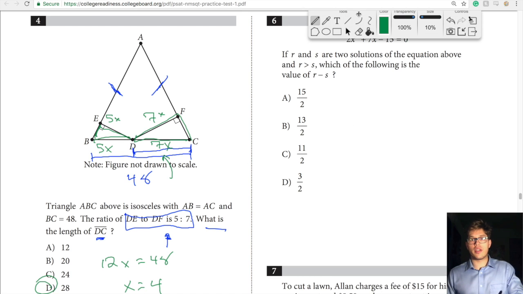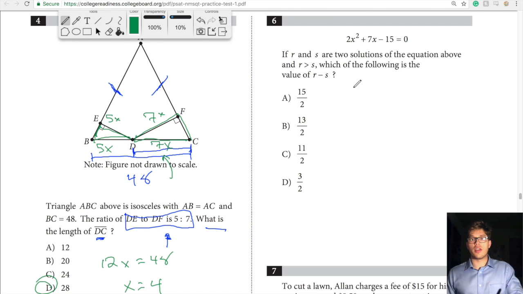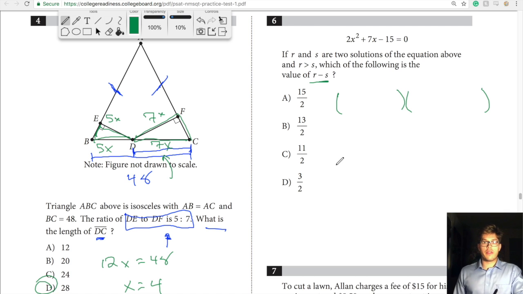Let's look over at number 6. 2x squared plus 7x minus 15 is 0. If R and S are the solutions, and R is greater than S, what is the value of R minus S? So we need to find the solutions. Let's factor this expression if we can. If not, we can use the quadratic formula. But factoring is always our first hope.